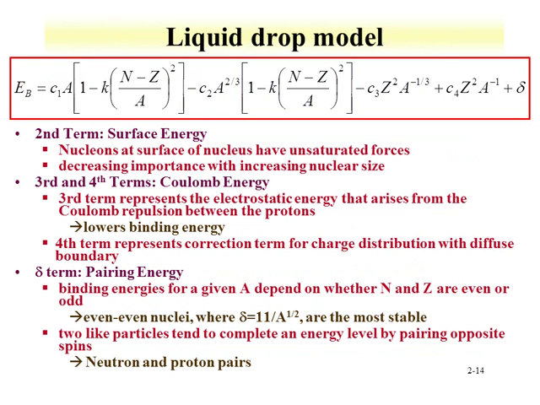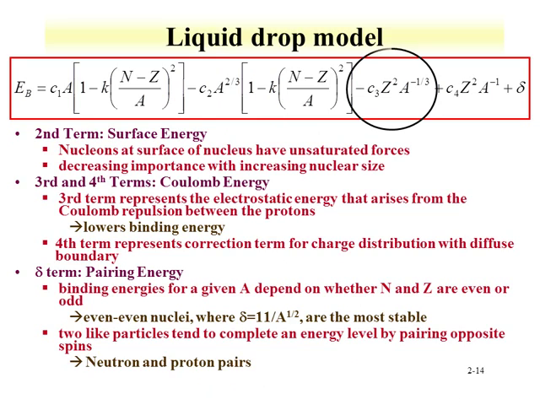As we go to other terms, the second term decreases the binding energy. We subtract this term from our first volume term. This is a surface term. It discusses nucleons at the surface. They're unsaturated. They're not fully saturated with nucleons, so they cannot incorporate their binding energy completely. This decreases in importance with increasing nuclear size.